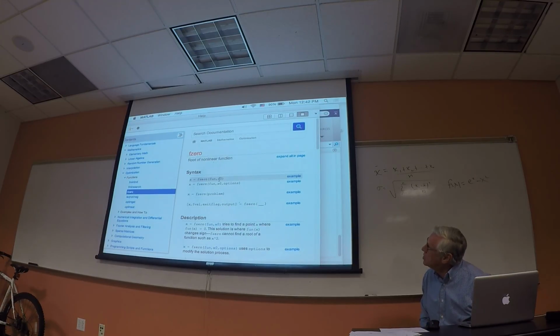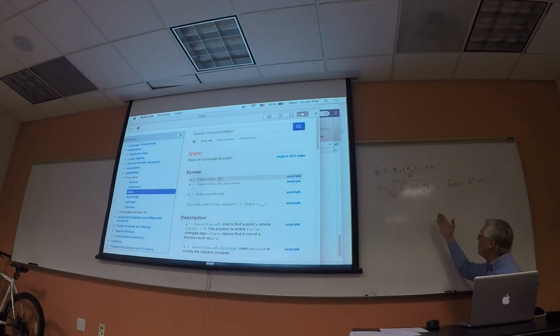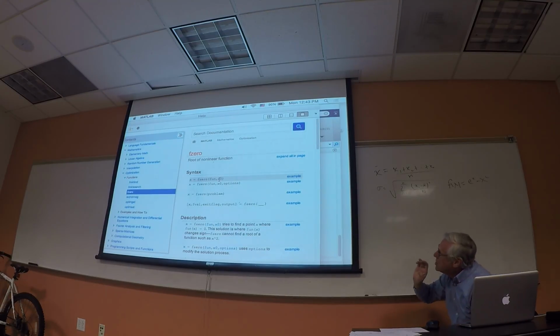What happens is the name of the function is fzero, and it's going to have two arguments. One is what's called in MATLAB a handle. You need a function, obviously. What are you trying to drive to 0? So obviously we have to code up e to the x minus x squared. MATLAB doesn't know that's what you want to find the root of. So we have to write a routine that calculates, given any x, e to the x minus x squared. Well, that's easy enough. We'll look at that.